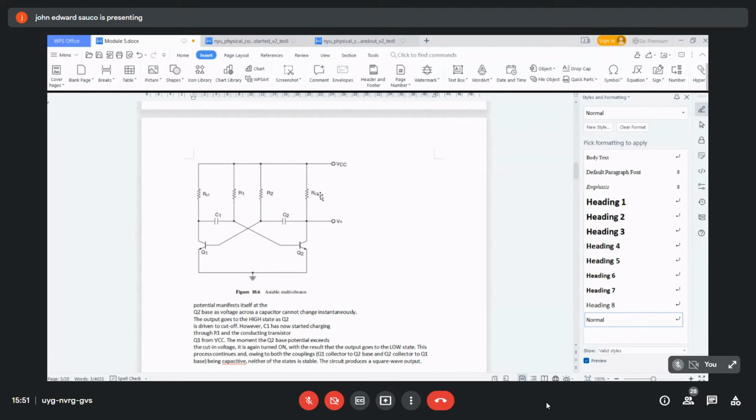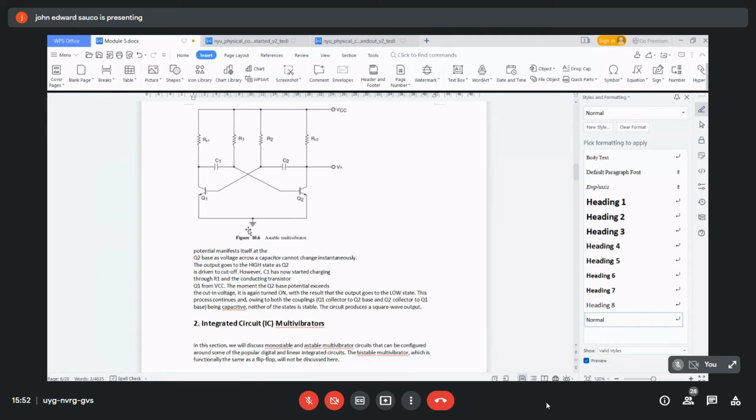So, kapag nag-on yung isa, pag on tong Q2 is low state. Okay, low yan. And then, magcha-charge si C2. Then, nakapag-charge na. Then, mag-on si Q1, nag-high state na. Nag-charge si C1 naman ngayon. Kapag okay na ulit yung voltage niya, mag-on na ulit si Q2. Yan. Kaya sila ay alternate lang.